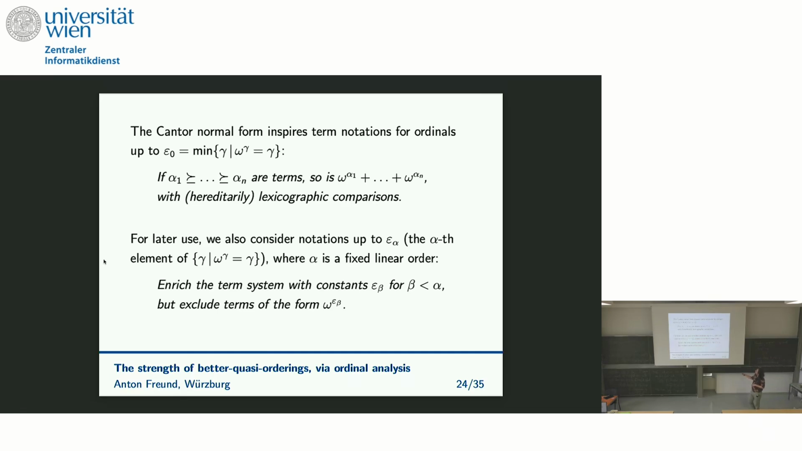Yeah, so what's the order? It's lexicographic comparison. In fact, hereditary lexicographic comparison. You assume that you already know how to compare the exponents, and then you know how to compare with others. And maybe I should say that this list could be empty. So you start with the empty sum, which is the ordinal 0.